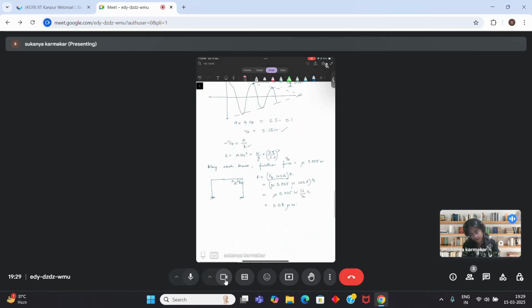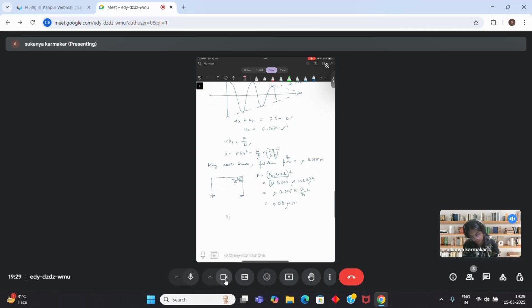And suppose you get the value of F. So UF will be 0.08 mu W by K. K is this number which I want you to substitute. And UF is 0.158. So if you plug in the numbers from here, you will get the value of mu, right? And you can do it afterwards. It will be equal to 0.767.